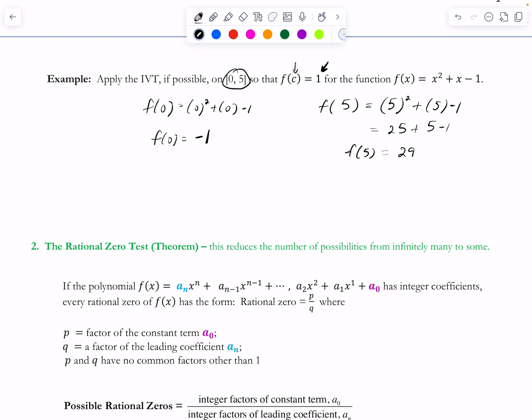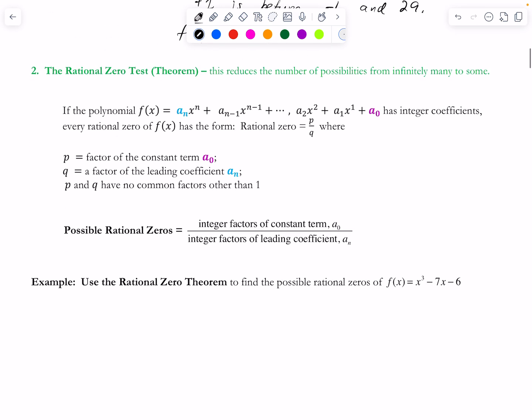So again, you're analyzing this y value and this y value, and we notice positive 1 is between negative 1 and 29, and this function f of x is continuous. So that is how we are saying with the intermediate value theorem, there is a value c for x that would make this function become 1 on the interval 0 to 5.